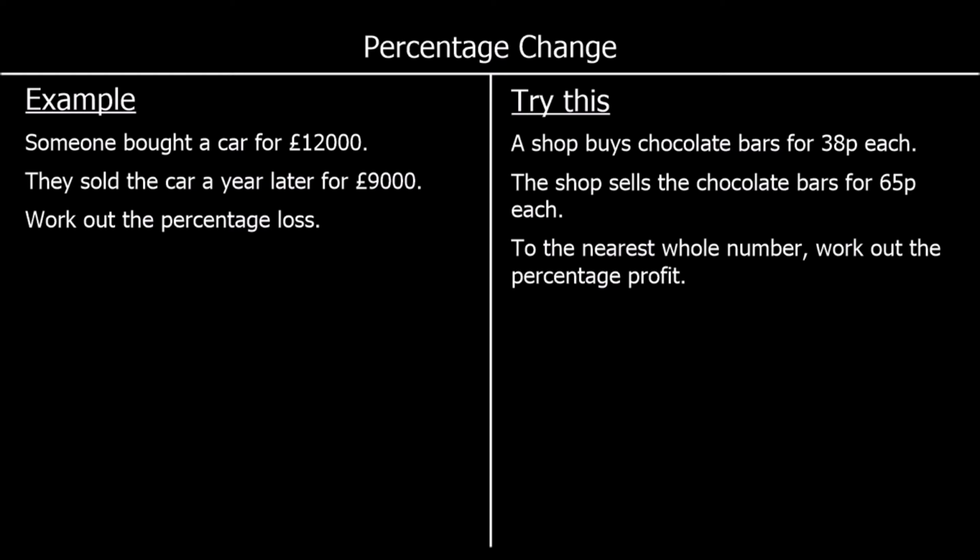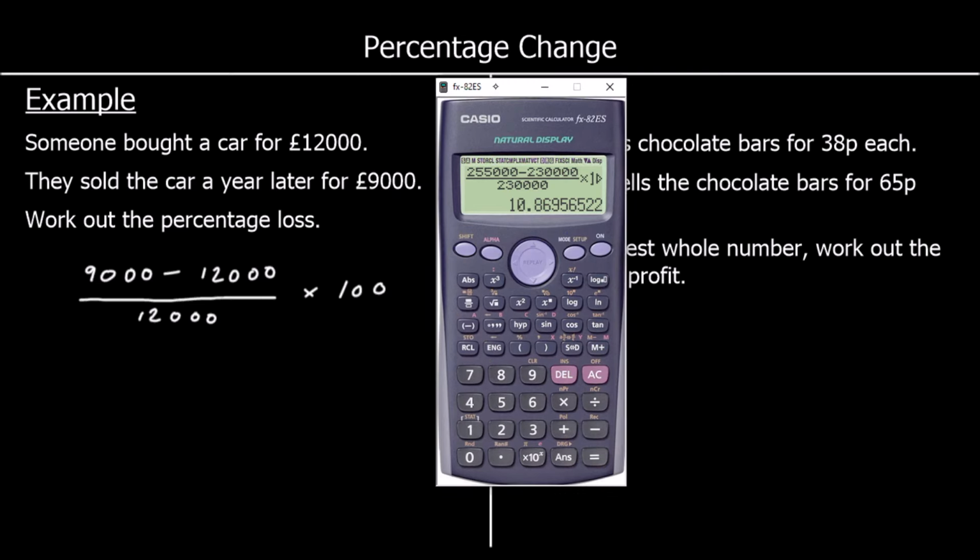So we're going to do change over original times 100. So the change is the new minus the old. So I'm going to put 9,000, take away 12,000. So change over the original. The original was 12,000 and times 100. So again, type it in the calculator.